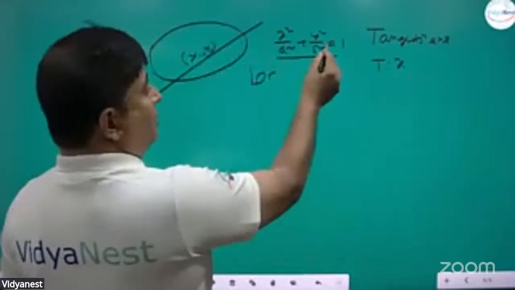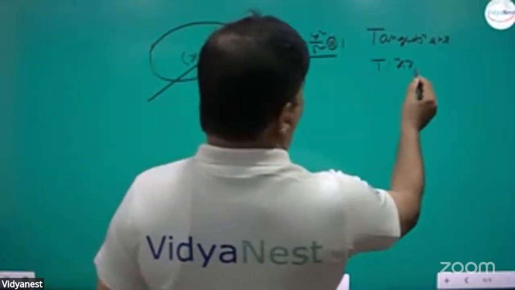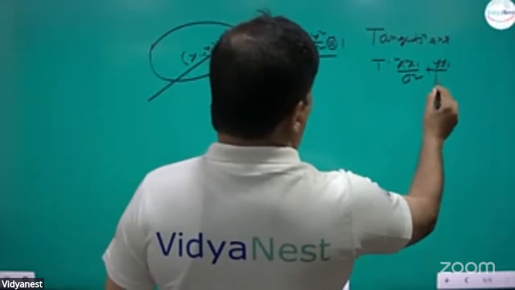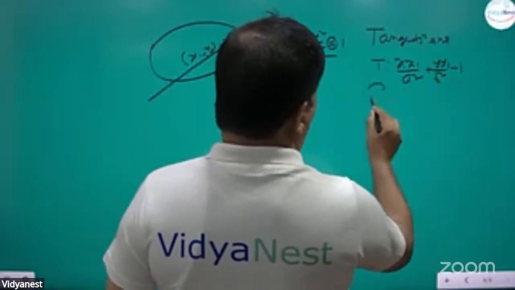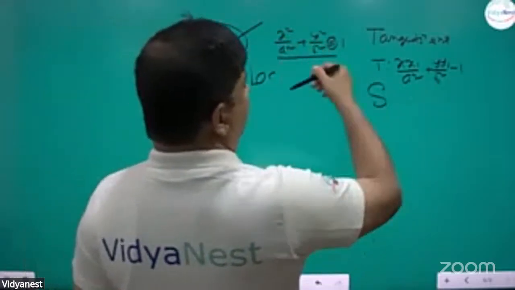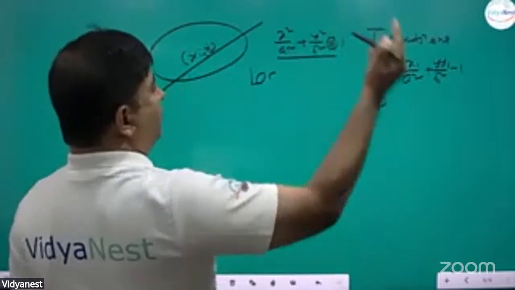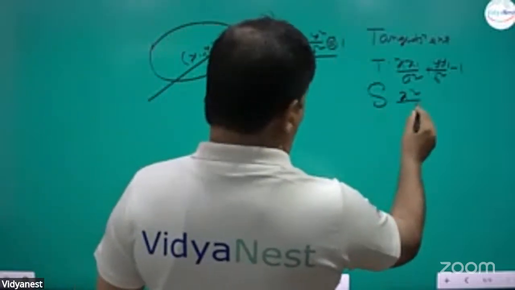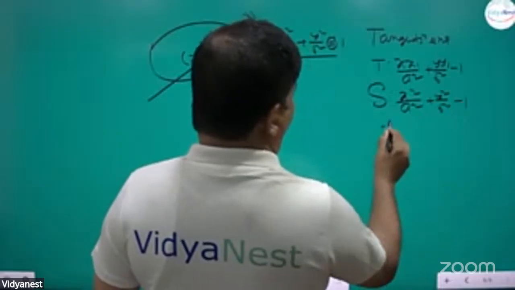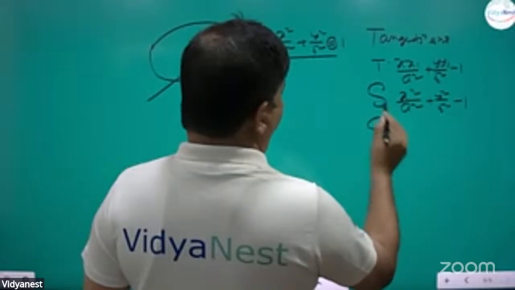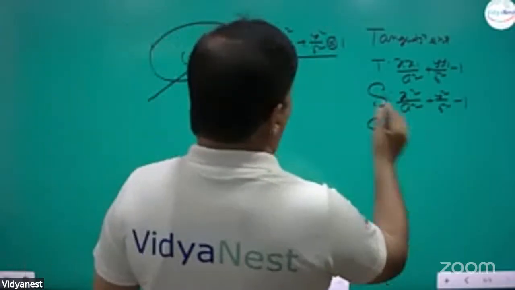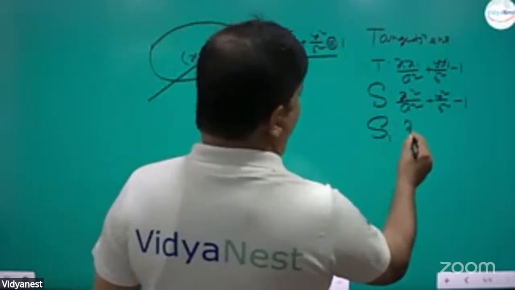From the equation, you withdraw the equal to sign: x1 by a square plus y1 by b square minus 1. Similarly for the curve expression, you take off the equal to sign: x square by a square plus y square by b square minus 1. S1 means any arbitrary point placed on the curve, but you withdraw the equal to sign.